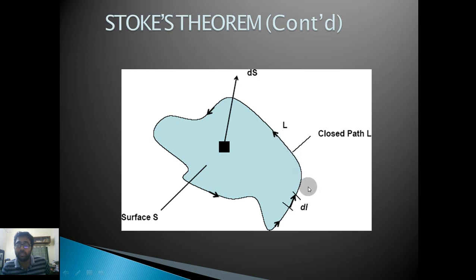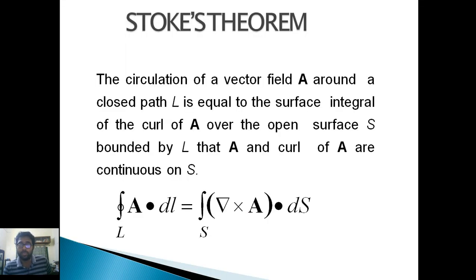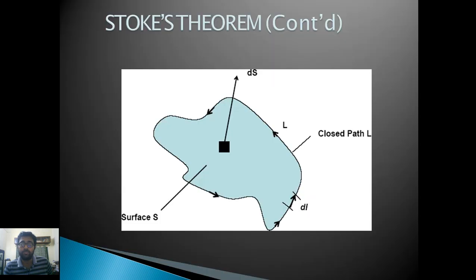Now if this is the closed path, if we take a line integral of a closed path, it will provide us a surface. Now the surface integral of the curl is also providing the same result. That is what Stokes theorem basically states. This is the pictorial depiction of Stokes theorem. This is the basic definition of Stokes theorem.